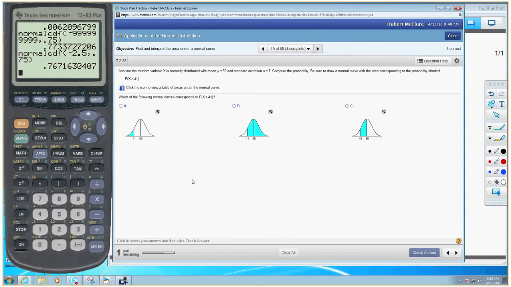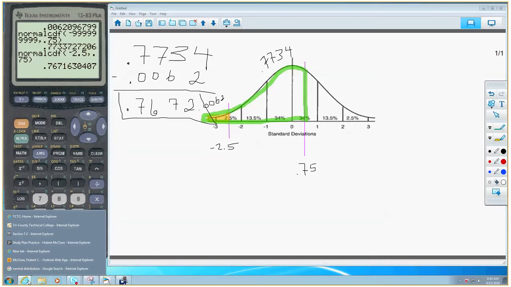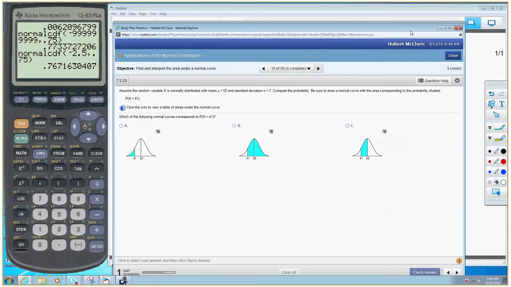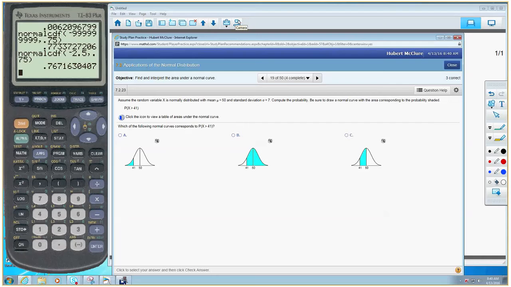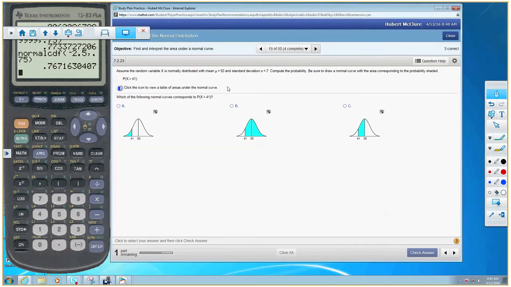It says assume the random variable x is normally distributed, with a mean of... Hold on, let me go back. Oh, I know why. You got to change this to that. There we go. And the mean is 50, and the standard deviation is 7. So first thing you do is draw what? Draw a picture.